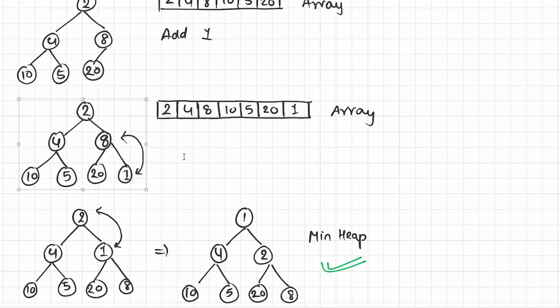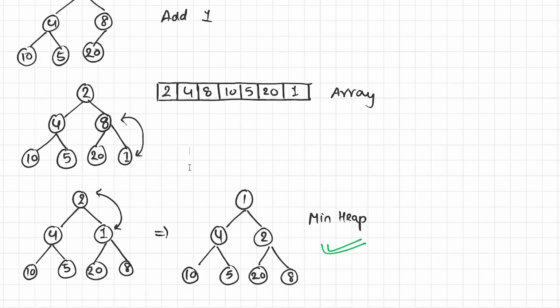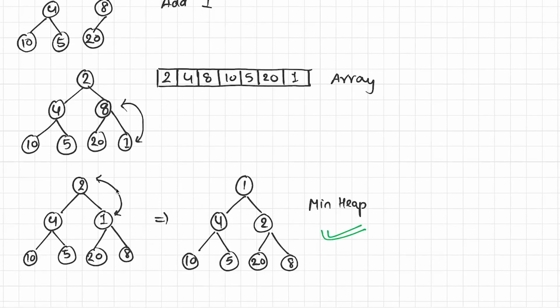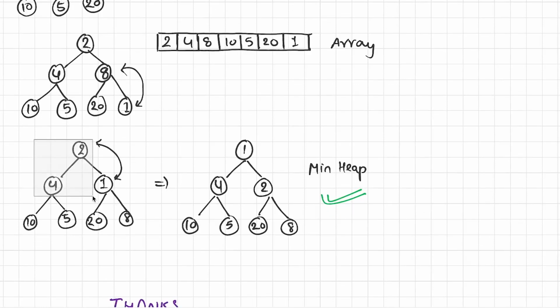Now you can see that 1 is violating the property of minimum heap, because this is the smallest element that should be present at the root, but right now it is present in a leaf of the tree. So what do we do in this case? We are simply going to compare this node with the parent node. If the value of this node is smaller, then we swap this node with the parent node. After swapping, we get a structure like this: 2, 4, 1, 10, 5, 20 and 8.